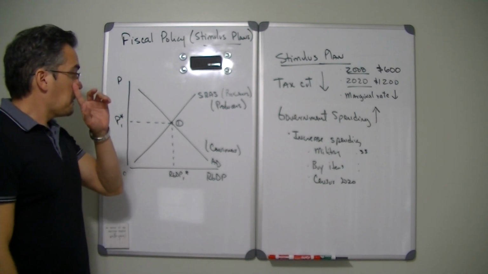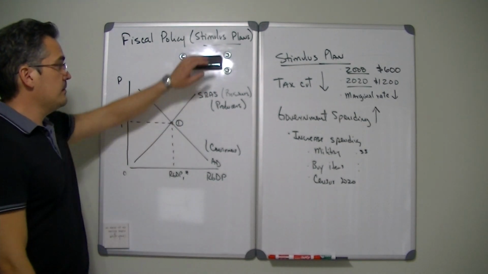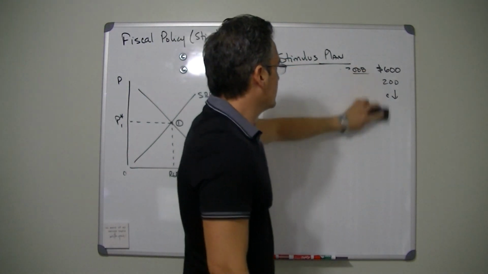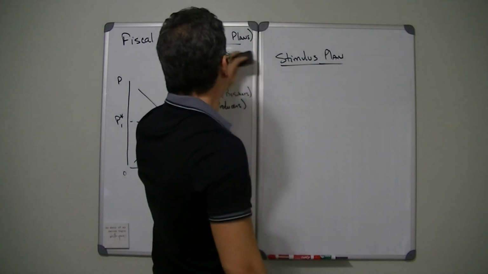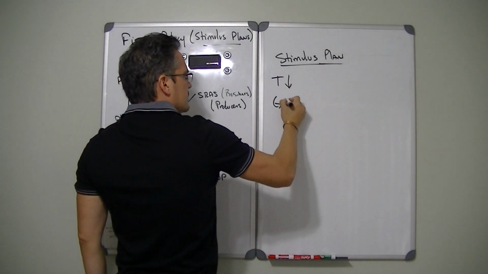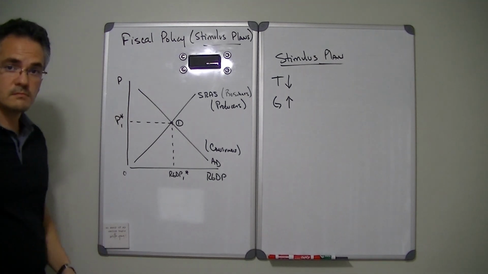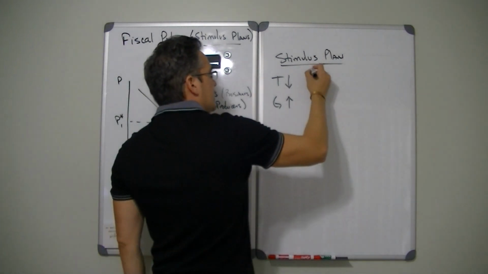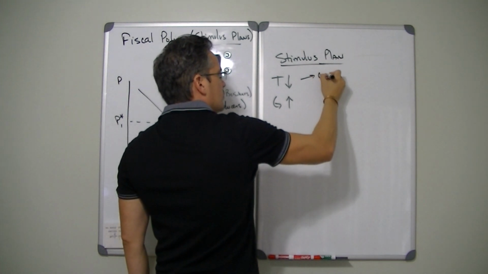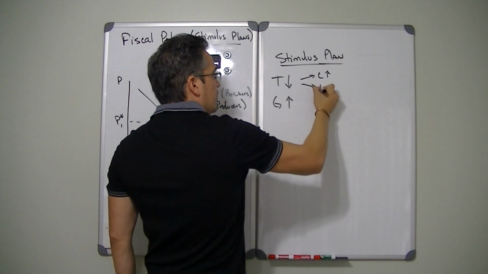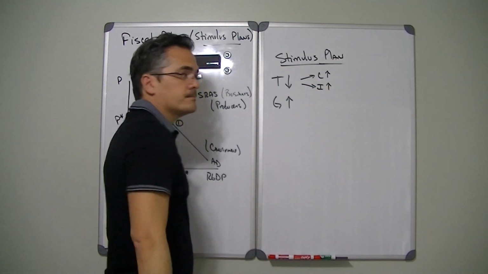All right, now, what happens when you do a stimulus plan? So a stimulus plan is those two things. It's either a tax cut or an increase in government spending. And what that basically does is it makes consumers consume a little bit more than before, or that's what you want, and then it makes companies invest more money.